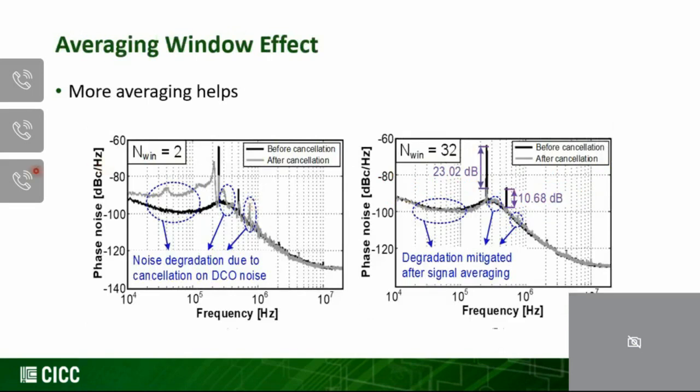Then I want to show you that averaging effect. Remember that I mentioned if we don't do the averaging, we could be enhancing the DCO phase noise. And then here's the proof. So we can see that if I only do averaging over 2 samples versus averaging over 32 samples, whenever I don't do enough averaging, after the cancellation you see there's a noise enhancement, which is shown in gray right here. It will get enhanced, as opposed to if I do enough averaging by 32 samples, you can see that the phase noise profile goes back to what we expect.